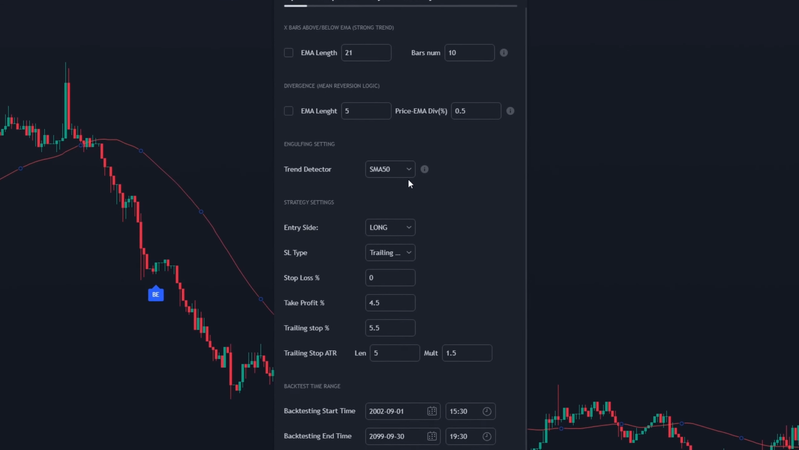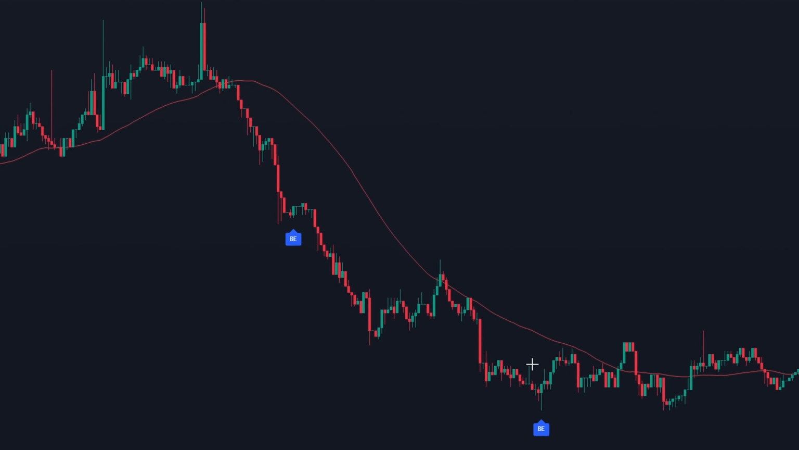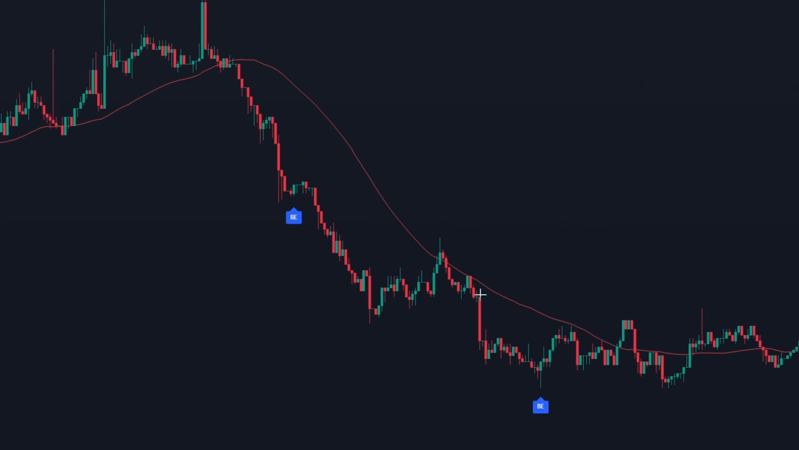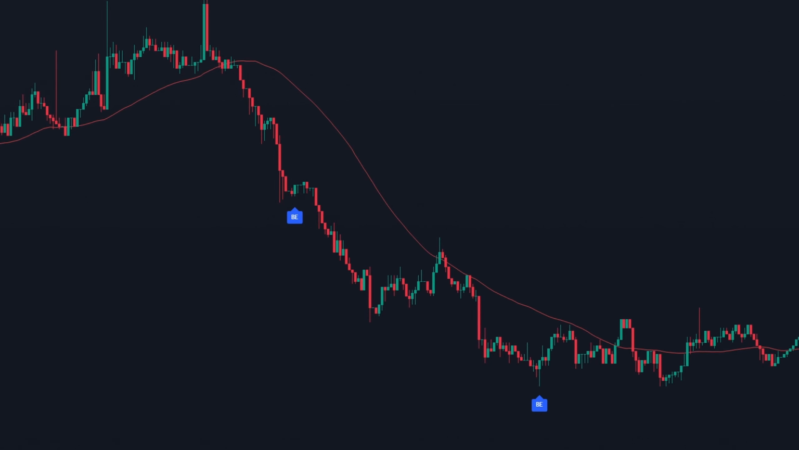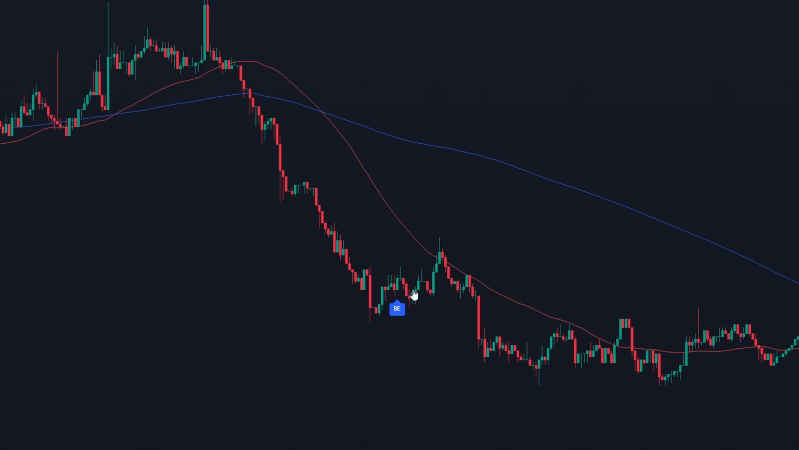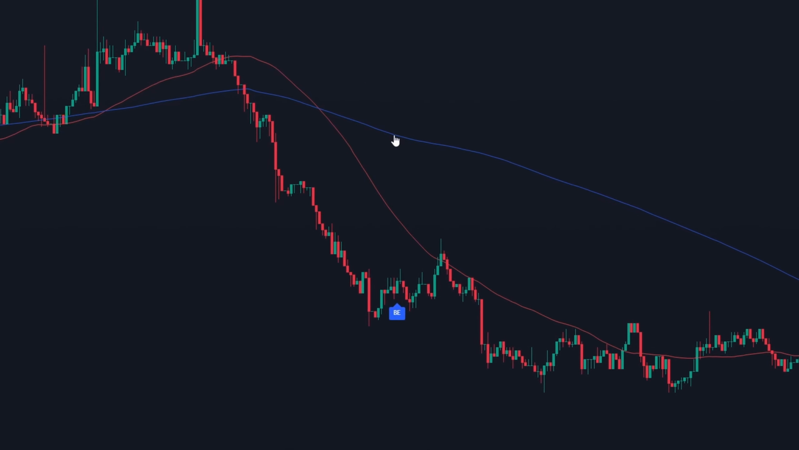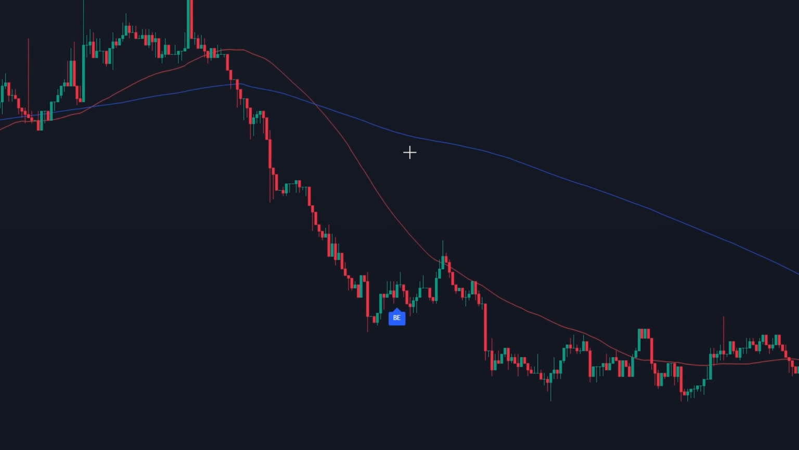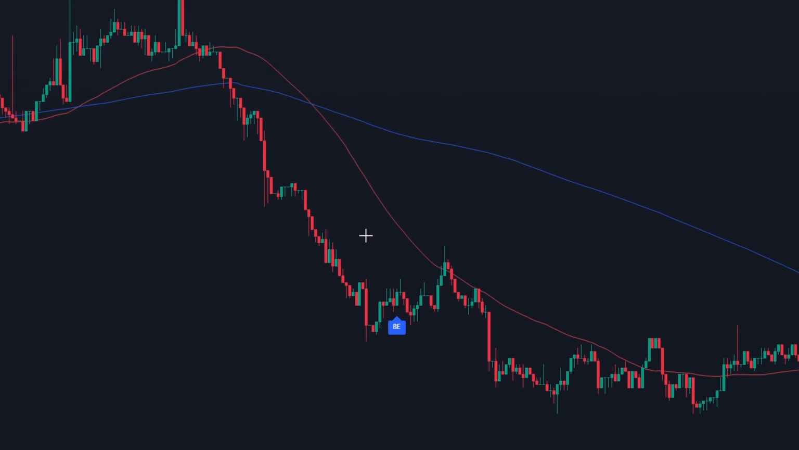The original engulfing filter works like this. It detects a bullish engulfing pattern only if the pattern is below the simple moving average 50 period. The second filter is the same as the previous, so the bullish engulfing pattern has to be below the simple moving average 50 period, and this simple moving average has to be below the slow moving average, the 200 moving average. So this second condition is an additional trend confirmation.